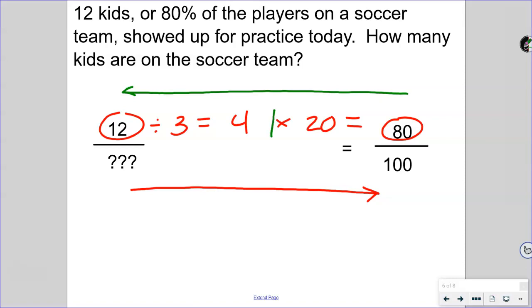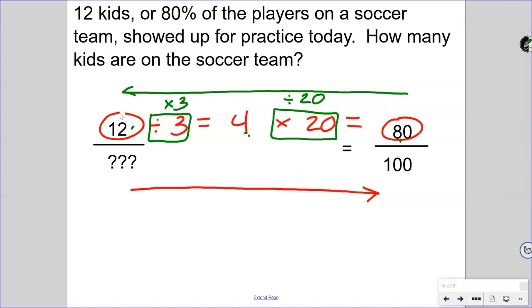So instead of right here, where we multiply by 20, I would have to first divide by 20. And then after that, when we divided by 3, I would have to multiply by 3, because that's the direction I'm going. I'm going the opposite direction. So if I did that, we know that 80 divided by 20 would give us 4. And then 4 times 3 would give us 12. So that is the opposite direction.